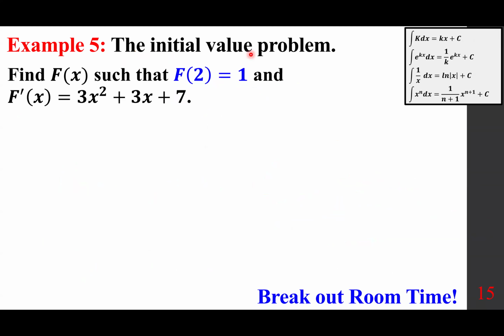Another initial value problem. Find capital F of x such that capital F of 2 equals 1 and f prime of x is 3x squared plus 3x plus 6. So first and foremost, again, we're going to ignore that. And because we want capital F of x, we're going to integrate this, which means, of course, capital F of x is the integral of this piece times dx. You have to write it in this fashion, everybody.